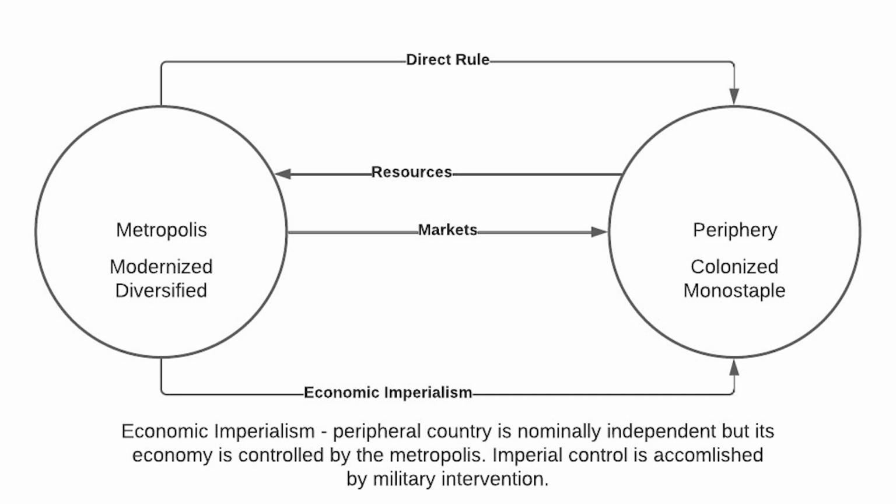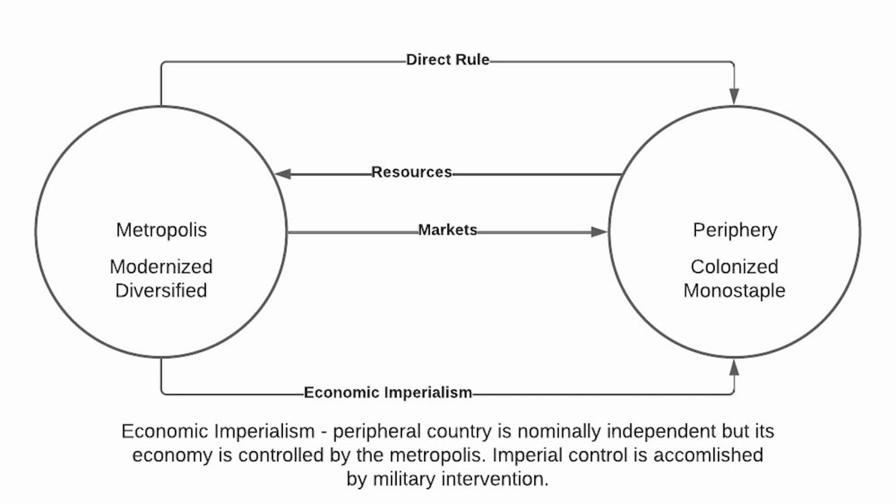While the metropolis benefits from the raw materials and markets provided by the periphery, it possesses a diversified economy, enabling it to adapt and thrive even if a particular sector, such as textiles, faces a downturn. In contrast, the economies of periphery countries are often characterized by their reliance on a singular export product, termed a monostaple economy. This lack of diversification renders them vulnerable to market fluctuations.